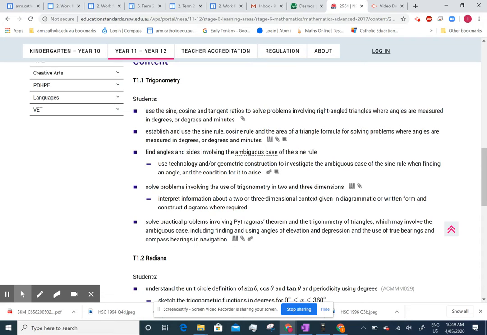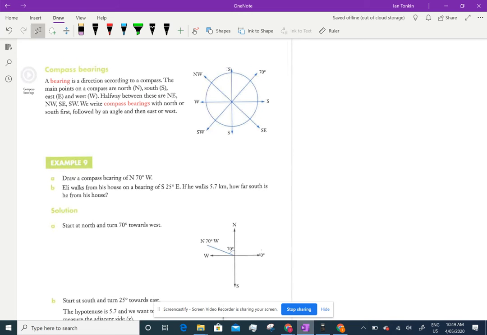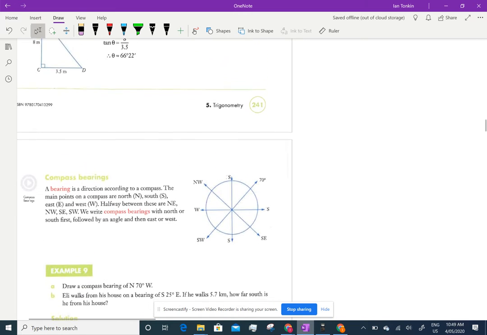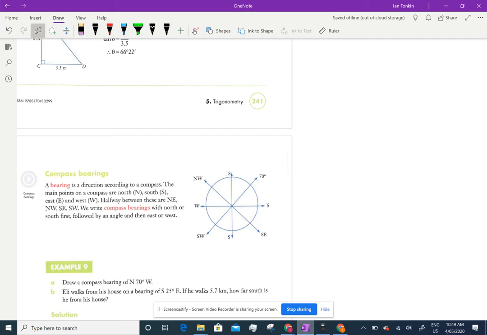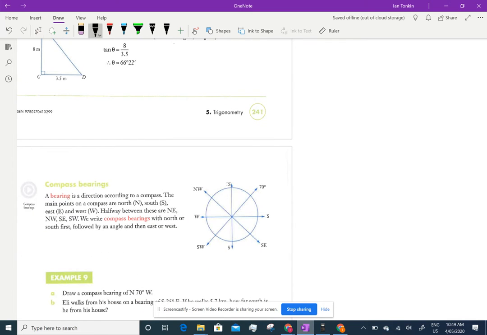Now, the reason I've highlighted that is that most of the time we just use true bearings, but they've put compass bearings in there, so we will need to make sure we understand what compass bearings are. Now, here we are back at the textbook, and there is compass bearings. We don't tend to use compass bearings much anymore.